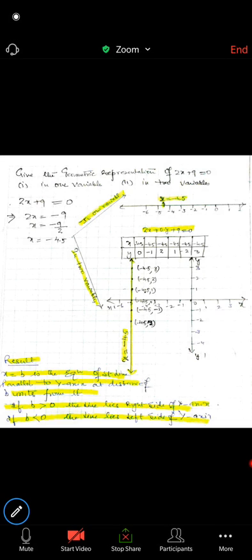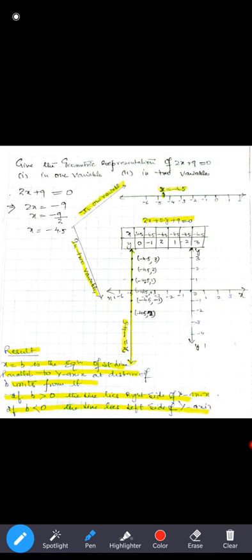Now take another example. Give the geometric representation of 2x plus 9 is equal to 0 in one variable and in two variables. Now the equation is 2x plus 9 is equal to 0. First of all, you have to solve it and get the value x is equal to minus 4.5. Now first of all, you have to represent it in one variable, means it can be represented on a number line. Now plot the point x is equal to minus 4.5.